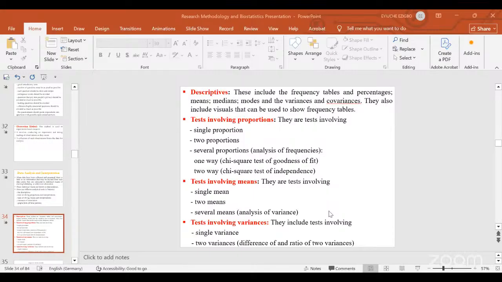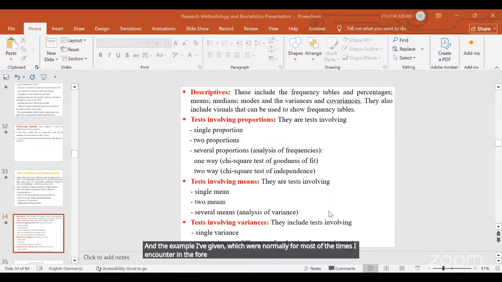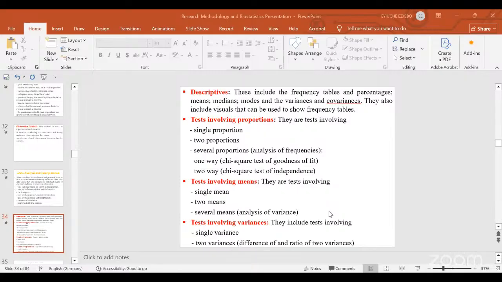I will give an example. And the example I will give, which we normally, for most of the times, encounter in survey, is maybe there is a particular study variable that we are interested in, but we know that, especially there is what social scientists do that they call intervention work. I'm sure, I don't know if you know what I mean.